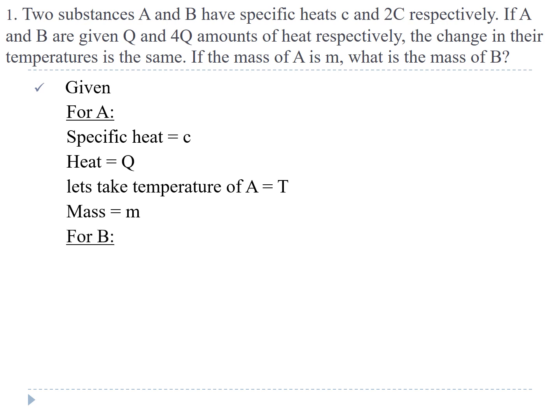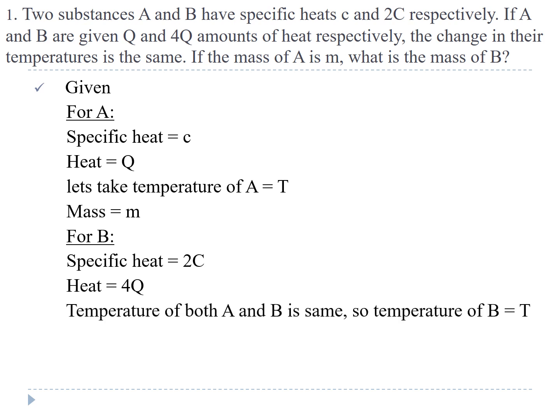Let's consider now for substance B. Specific heat is given as 2C, heat is given as 4Q. Now here, as I already mentioned, temperature of both A and B is the same. That is why for both of them we are considering the same capital letter T.